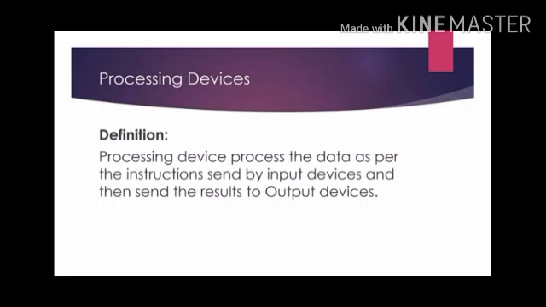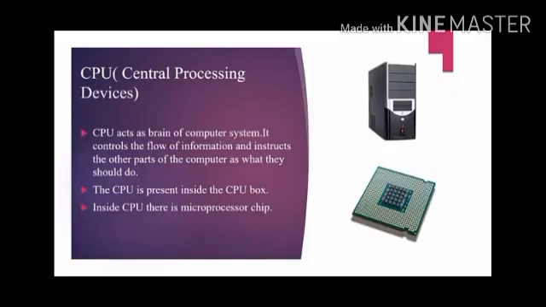So let's discuss the processing device. The processing device processes the data as per the instructions sent by the input device and then sends the results to output devices. The processing device is the brain of a computer. The processing device of a computer is called the CPU. The full form of CPU is Central Processing Unit. The CPU acts as the brain of a computer system, and it controls the flow of information and instructs the other parts of the computer on what they should do.